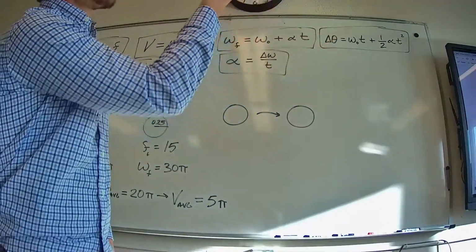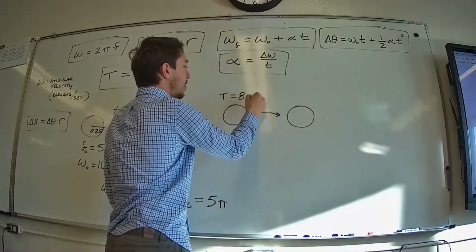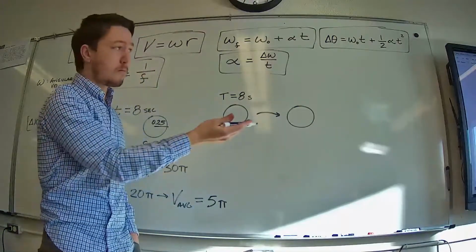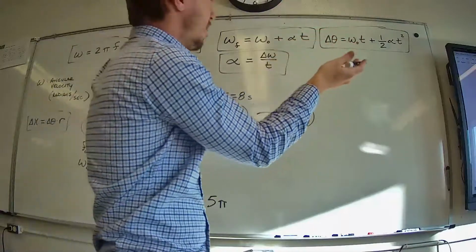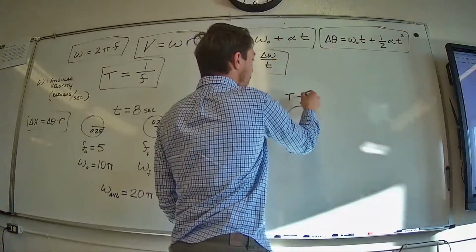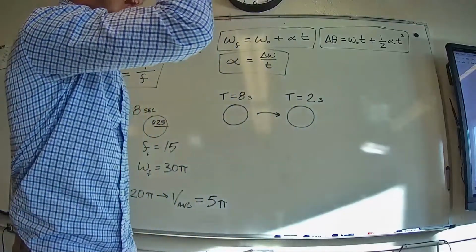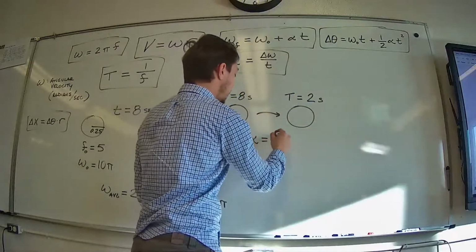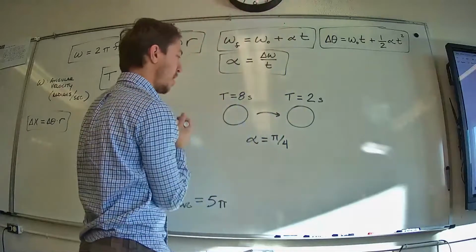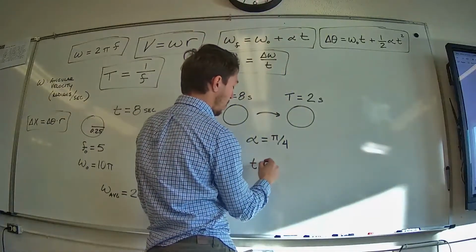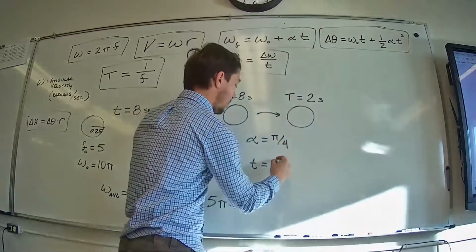So what's the initial state of the system? A period of 8 seconds, right? It says initially it has a rotational period of 8 seconds. The final state of the system is a period of 2 seconds, right? And we know the acceleration is pi over 4. And what are we solving for? Time. How long will it take for this to happen?